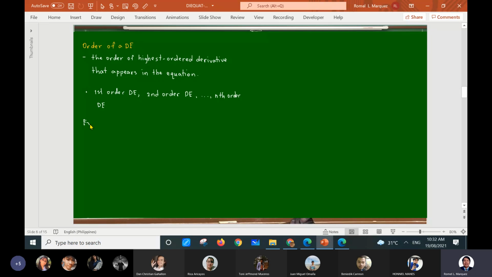So let us have the following examples. Number 1: 3x y double prime minus 2 y prime raised to 5, plus 3y equals 2x cubed. Okay? What can you say about this DE? What is the order, guys?